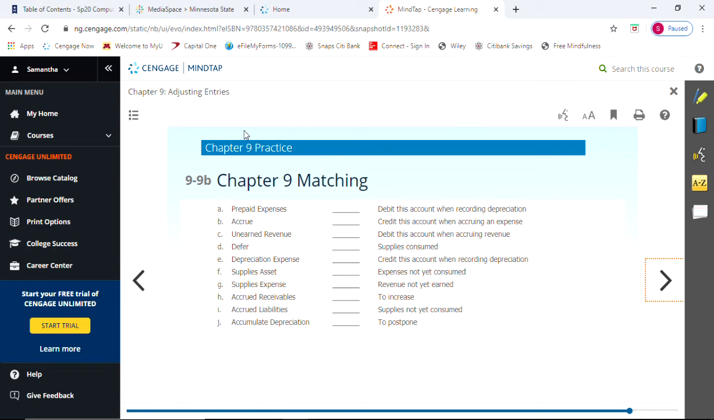Okay, chapter 9, part 2. I'd like you to turn in two things. Number one would be the answer to these matching questions. It's really important that you know what different types of adjusting entries are. And this terminology here is really important for you to know as someone who's going to work in accounting.